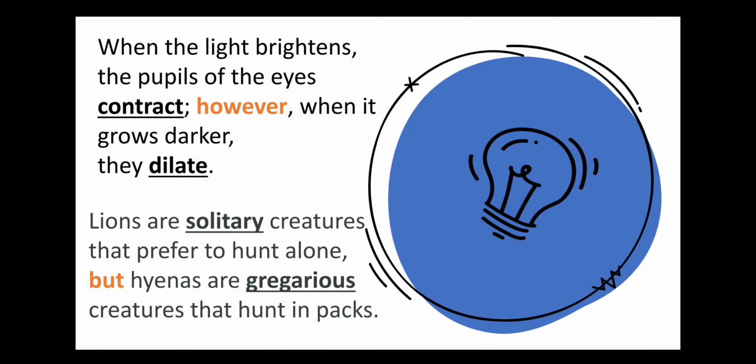Let's look at more examples. When the light brightens, the pupils of the eyes contract. However, when it grows darker, they dilate. Now, with the help of this contrast, contract and dilate, we can understand. If we know the meaning of the word contract, we can easily guess the meaning of dilate.